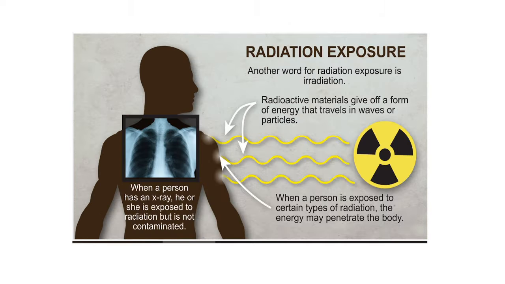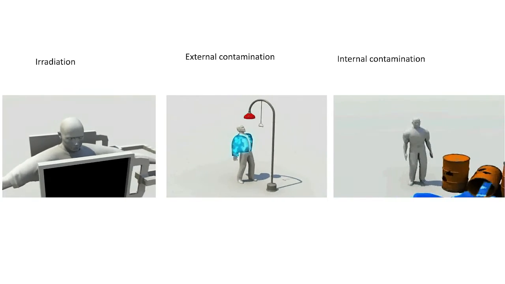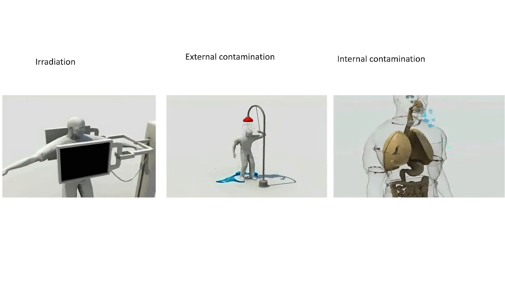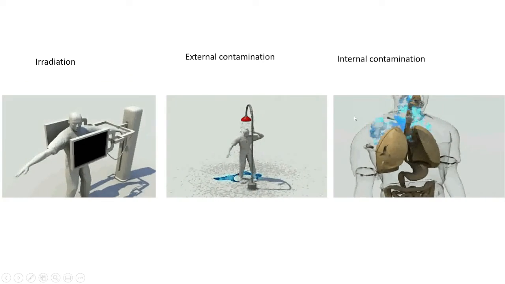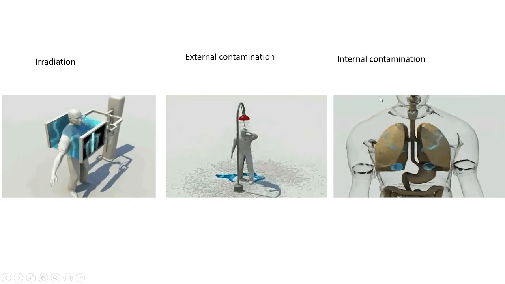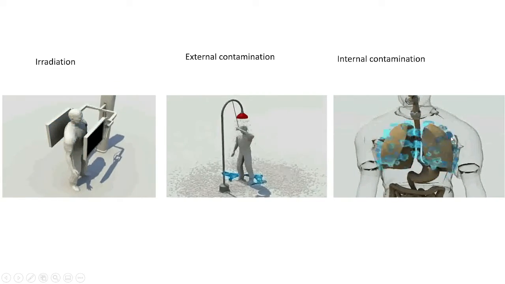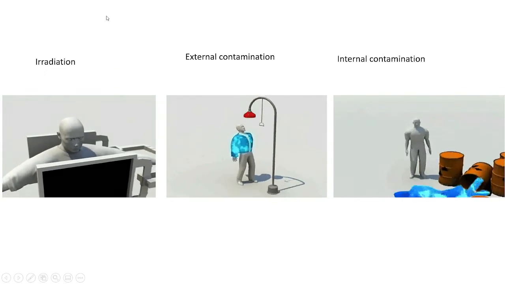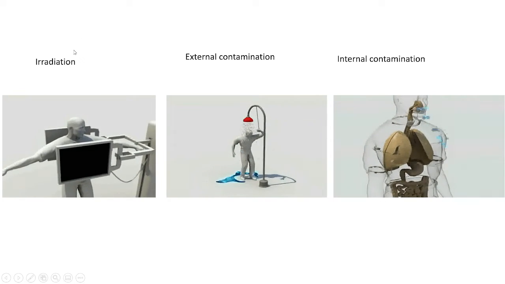We do have a video which shows all of these. Then there is irradiation. Irradiation is basically an indirect effect. The patient is exposed to the energy waves which are given off by the radioactive elements. This video shows the difference between irradiation and contamination. The contamination can be external or internal via inhalation or ingestion. Irradiation is because of the energy; the patient is exposed to the energy wave.